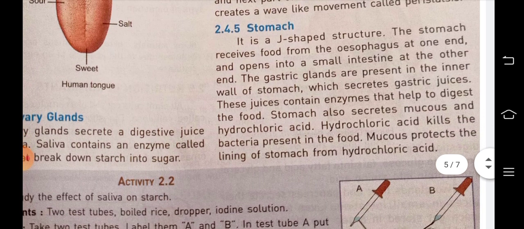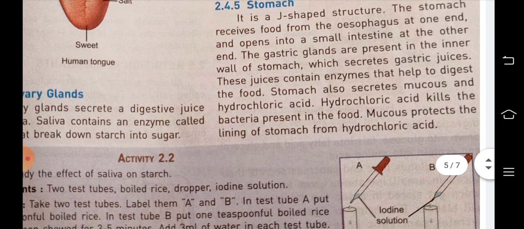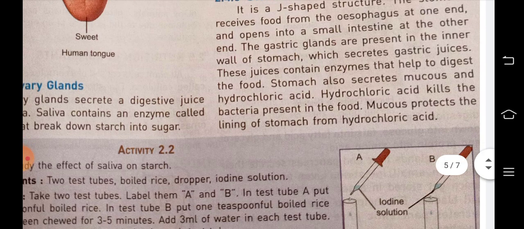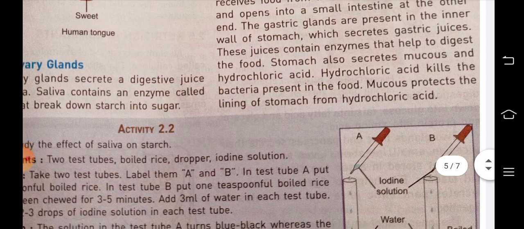The stomach is a J-shaped structure, and the stomach receives food from the esophagus and opens into a small intestine at the other end. One end it opens in from the esophagus, and other end opens into a small intestine. The gastric glands are present in the inner wall of stomach, which secretes gastric juices which contain enzymes and help to digest food. Stomach also secretes mucus and hydrochloric acid.